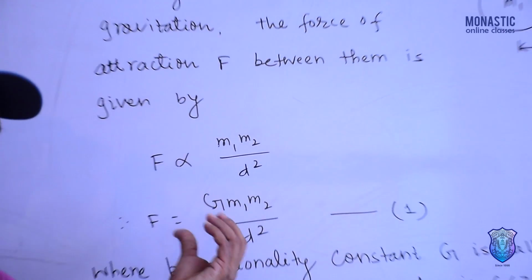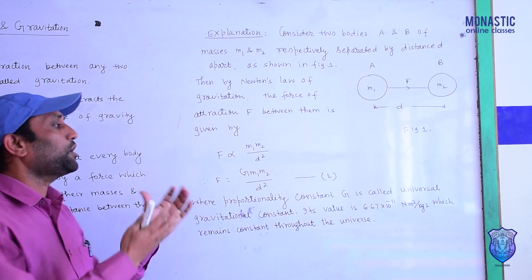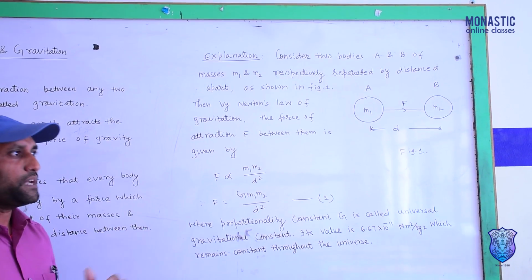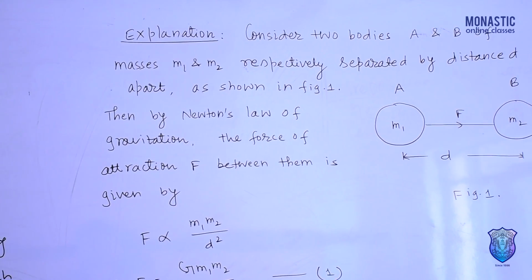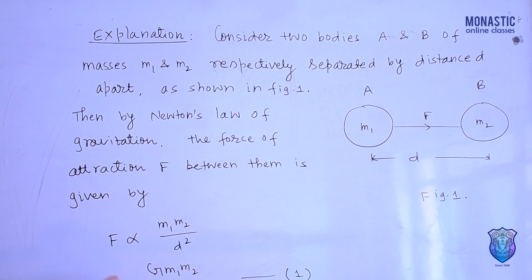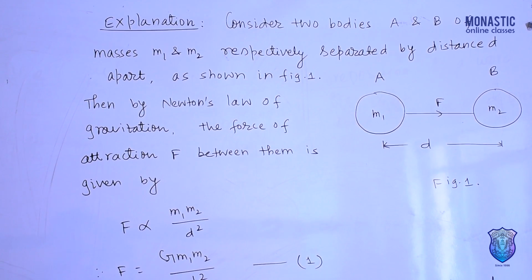That's why Newton's law of gravitation is also called Newton's universal law of gravitation. The question may ask, why is Newton's law of gravitation called Newton's universal law? Here, the constant G appears in this law. Its value is constant everywhere throughout the universe.